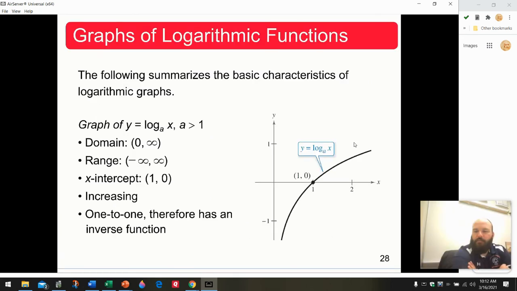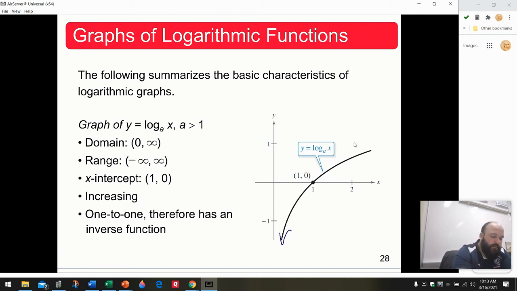So here's a little bit of a summary of logarithmic functions. The functions are continuous. They have a domain. You can see that they do not cross the y-axis. So they kind of start at the y-axis and go to the right. So that means their domain is 0 to infinity, but not including 0. The range, this function does go down forever and it will increase forever. So the range is -infinity to infinity.